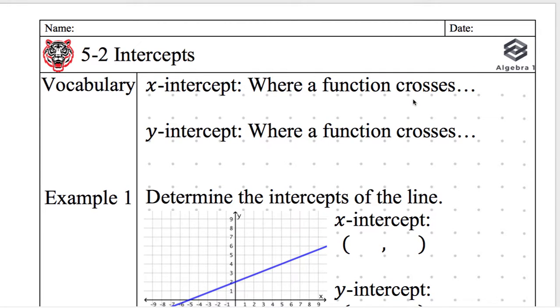This is Algebra 1. We are on lesson 5-2, Intercepts. So all of this is Unit 5, which means we're talking about linear functions. X-intercept. What do you think this is? It's where the function crosses.